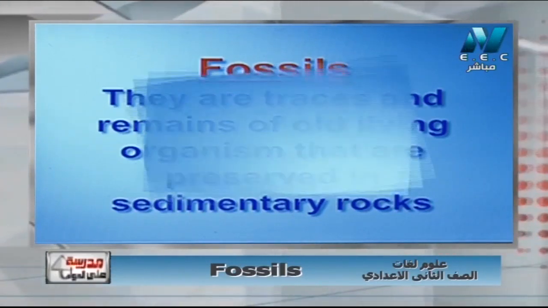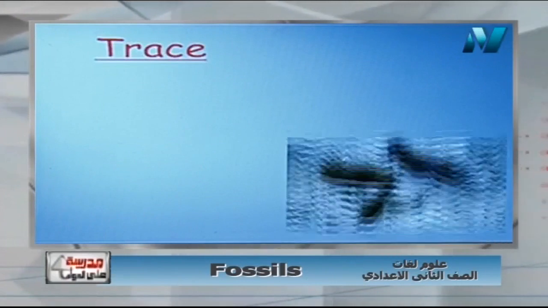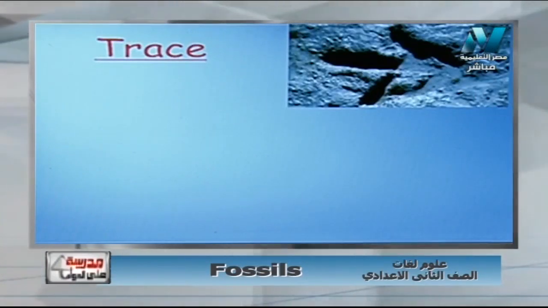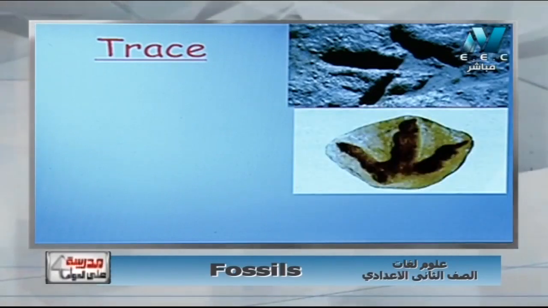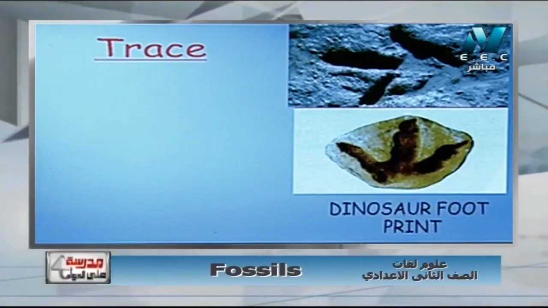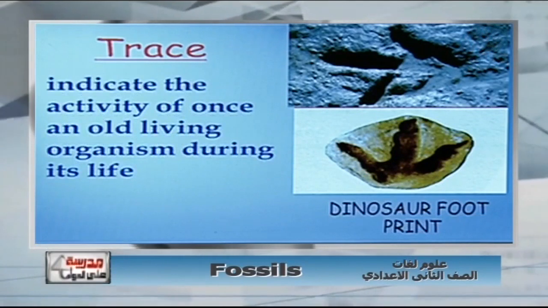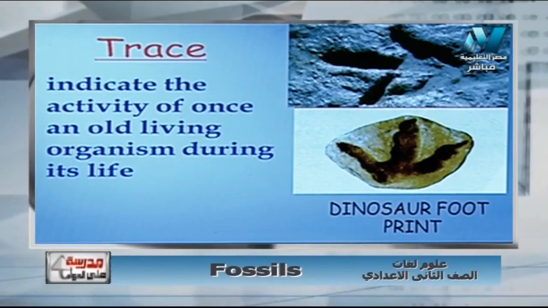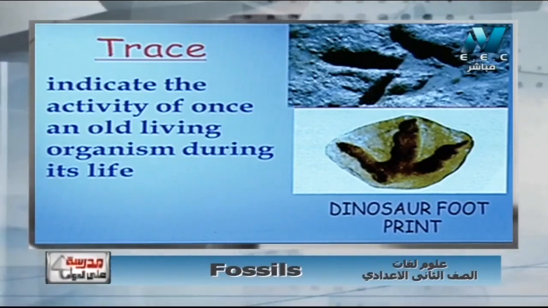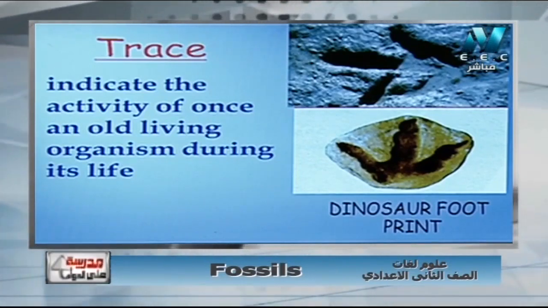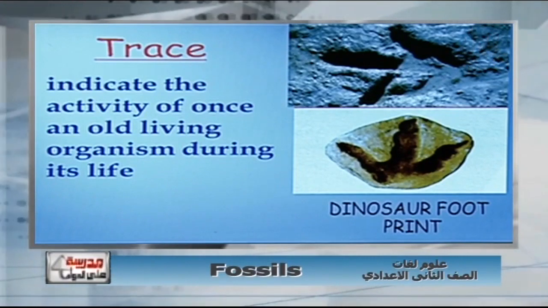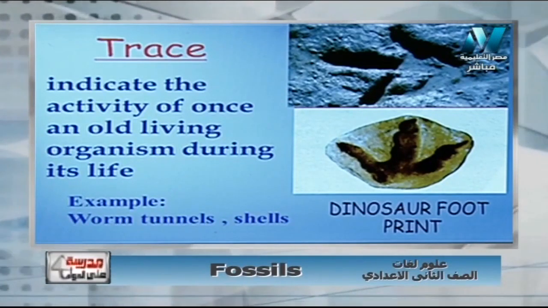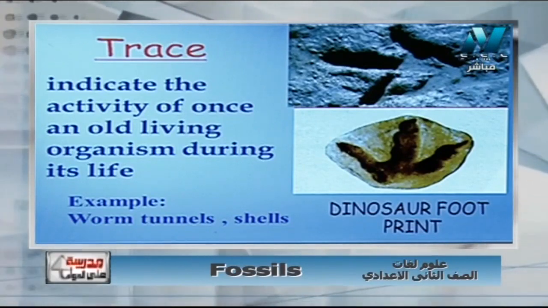Now trace, like the footprint of the dinosaur. This is a footprint of a dinosaur. So it indicates the activity of an old living organism during its life, during its motion, during its activity, and this is the trace, not a part of the organism. Example: the dinosaur footprint, the shell, and the worm tunnels. This is a trace.